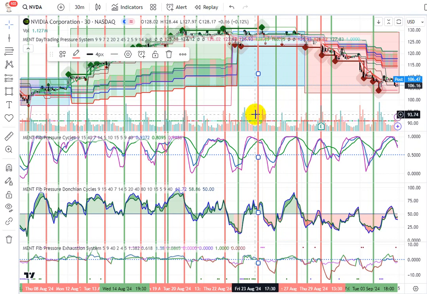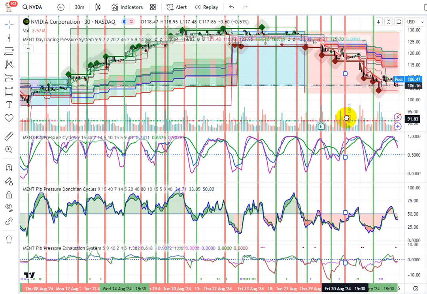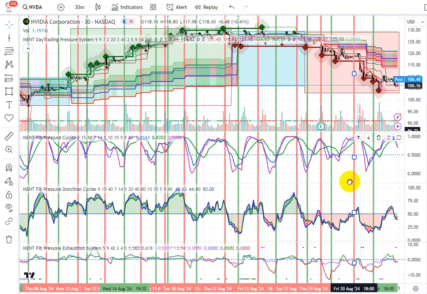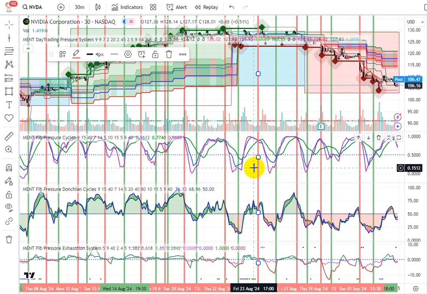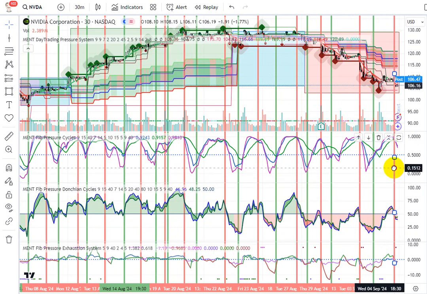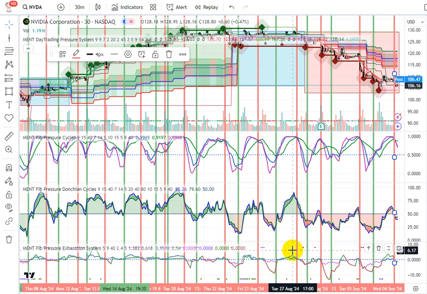Breakdown, Control V. Rally, rally, rally. See right here? Rally, rally, rally. Little bit of moderate rotation here, but we don't get our confirmation of a breakdown until right there. Okay, and then lastly, we get our last little breakdown right there.